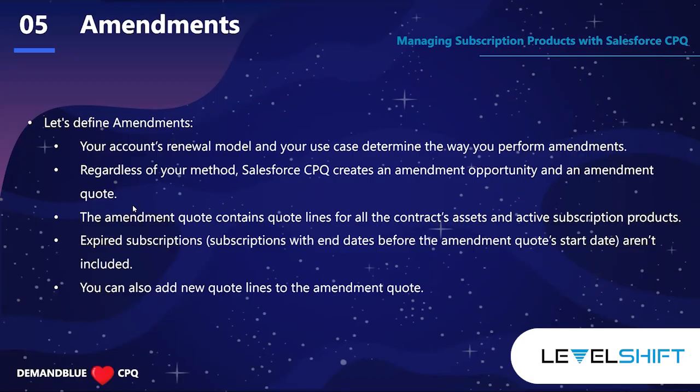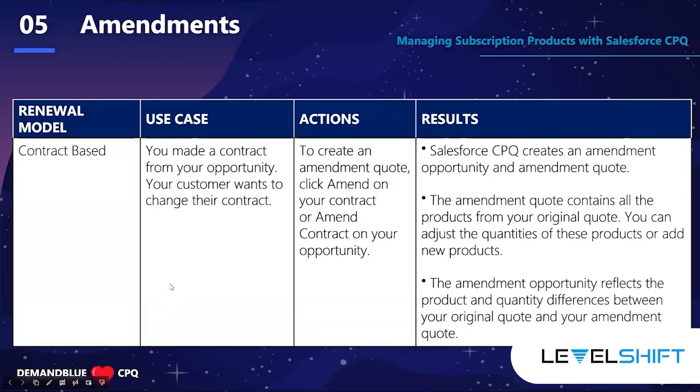Now, just like in renewals, the behavior of your amendments is defined by the renewal model. The two renewal models that we have are contract-based and asset-based. If it is contract-based, it means you already have a contract from the opportunity and the customer wants to change it. You can hit amend on the contract, or you can hit amend contract on the opportunity.